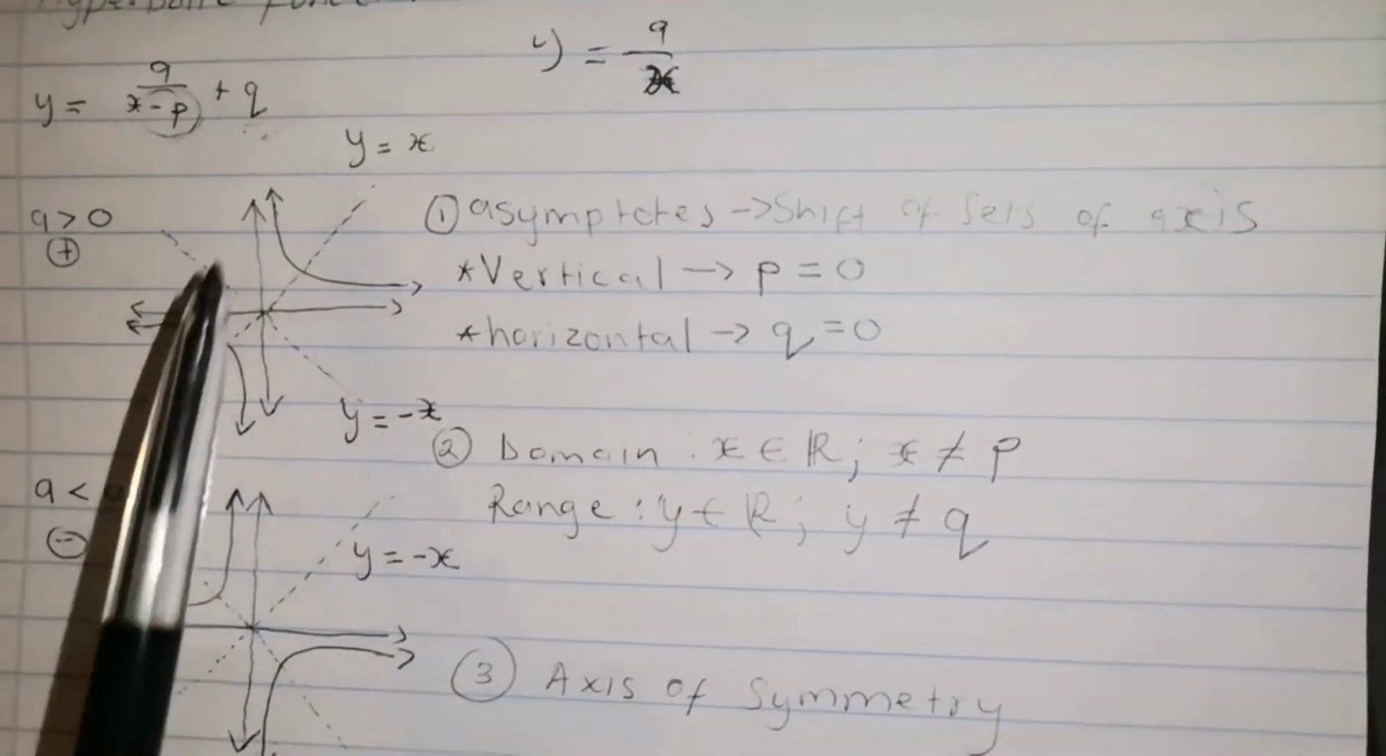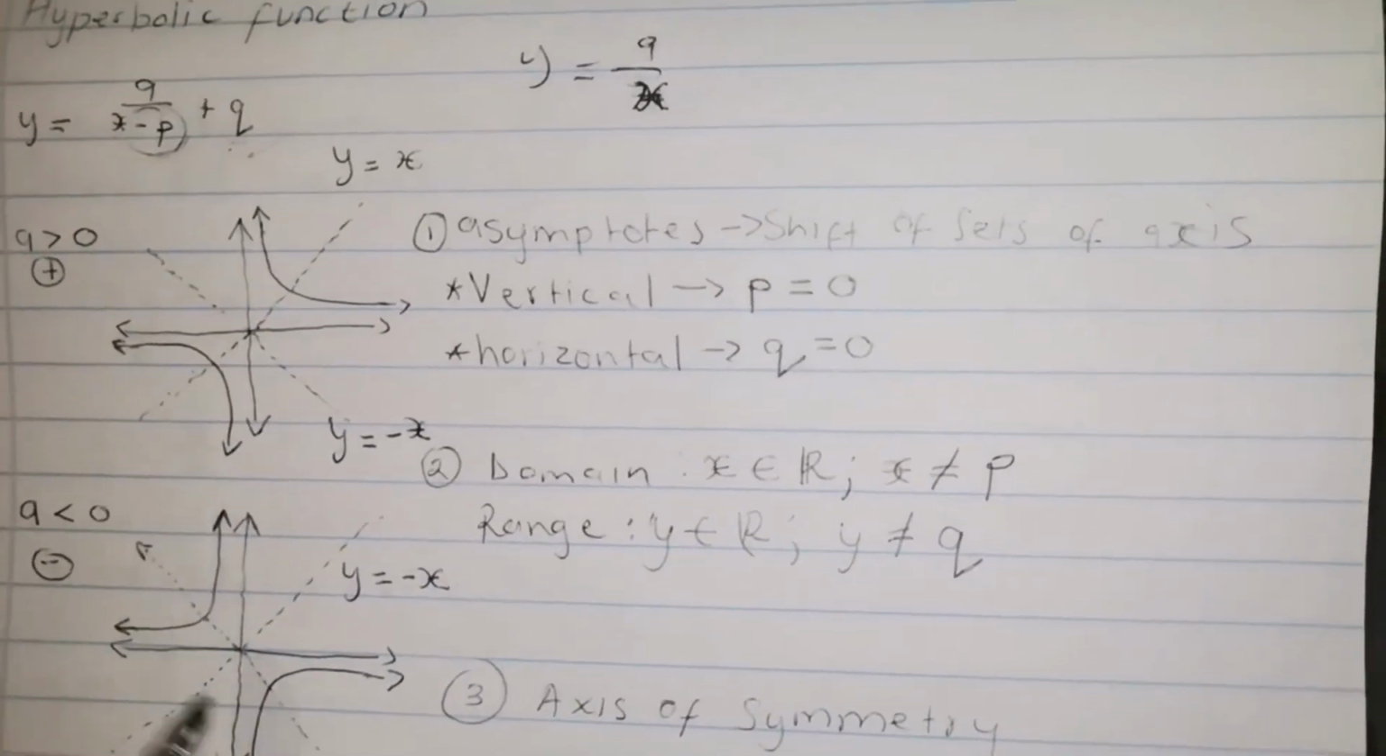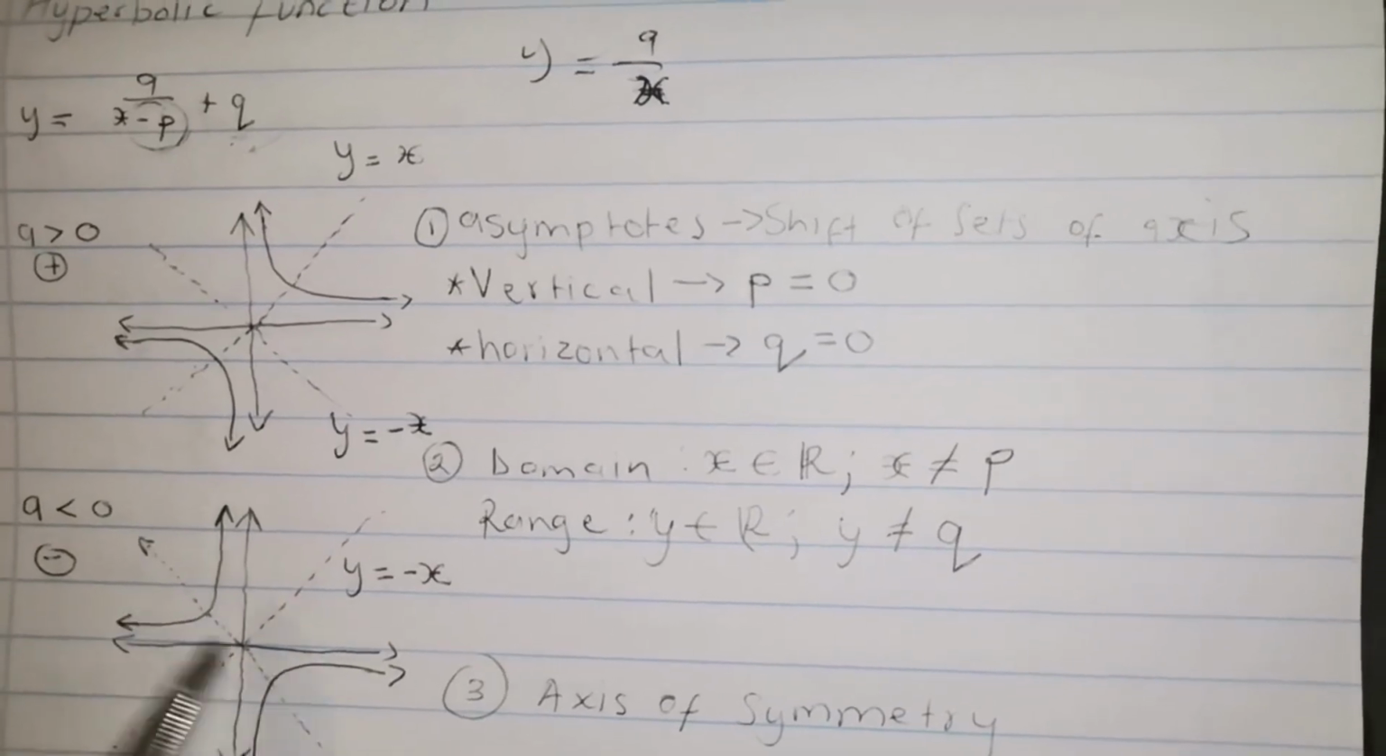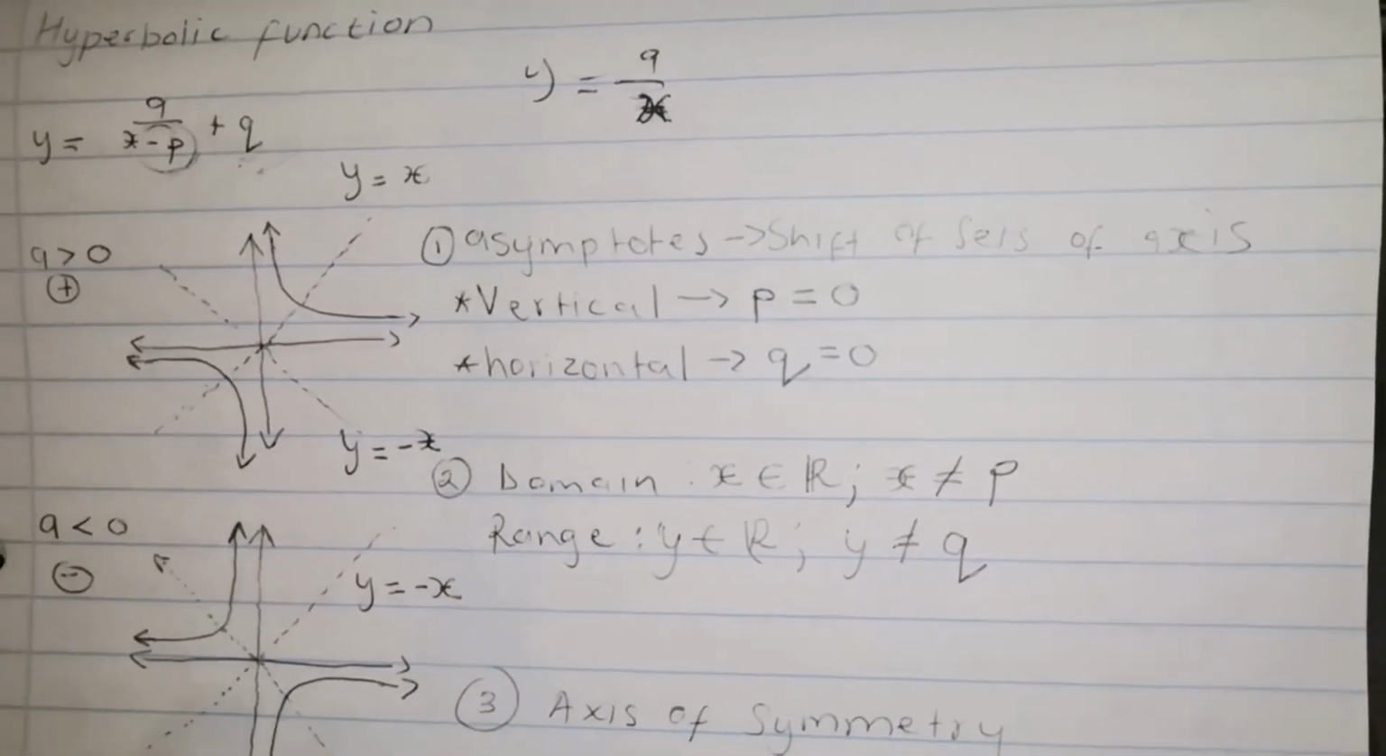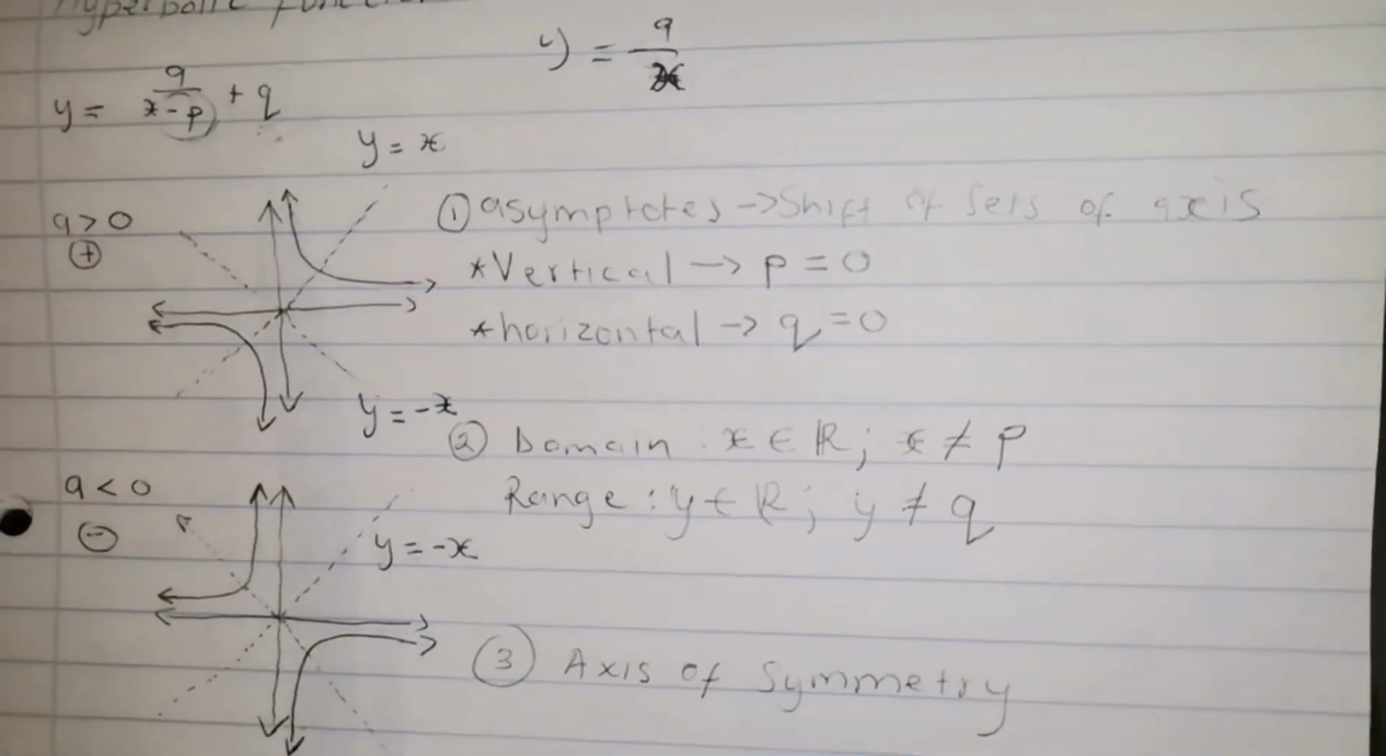This is how the graph of a hyperbola looks. It always reflects. Yes, that's how we draw it. That's how it is all the time.